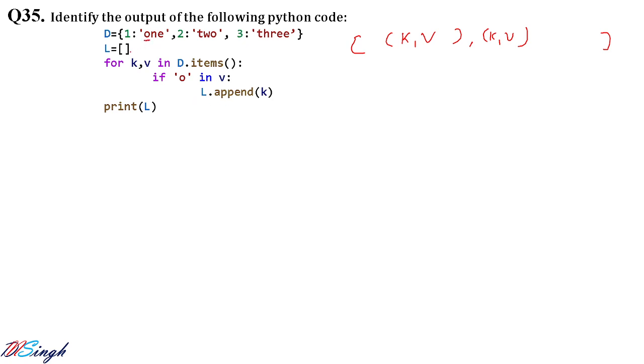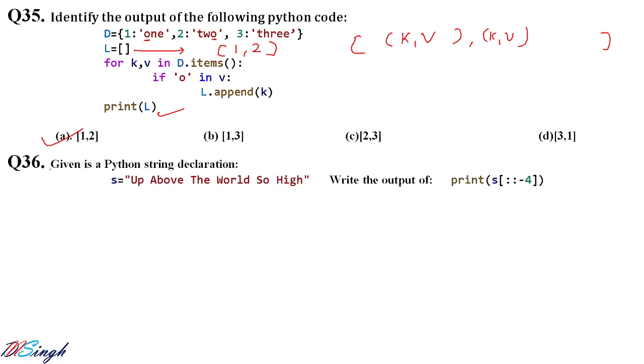So here you have the O. So this L will be appended with 1. So this list will be 1. Here it will have O in the value. So this will also be appended. And then L will be printed. So what should be the output for that code? That is the correct answer. Go for the question number 36.